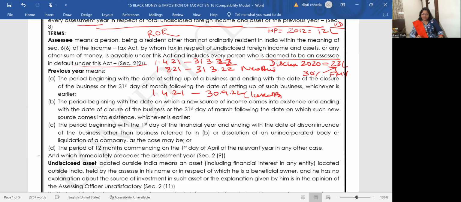Write down. Normal financial year is 21-22. If it is a new business, the day you start your business till 31st March is your first financial year. It need not be 12 months. And when you're closing, from the first day of the financial year till the date you're closing.